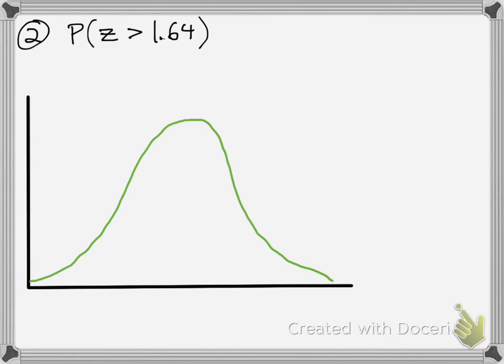Okay, so another one. So z is greater than 1.64.